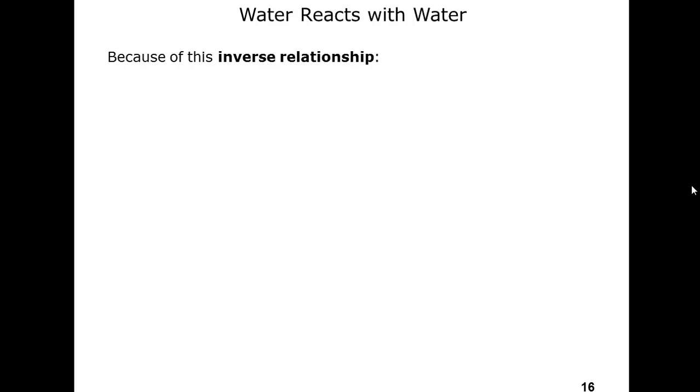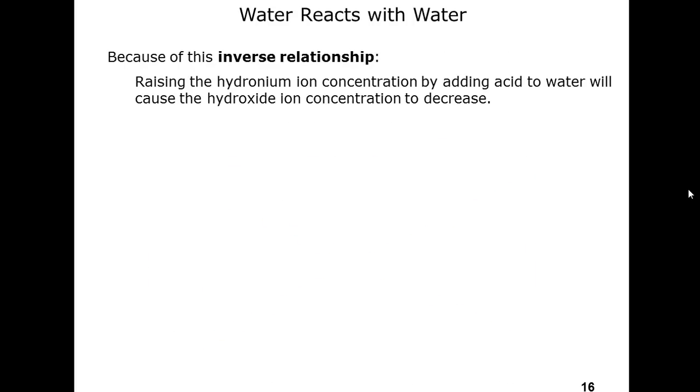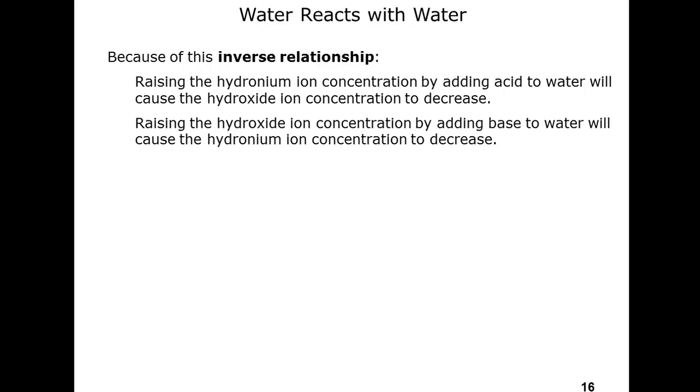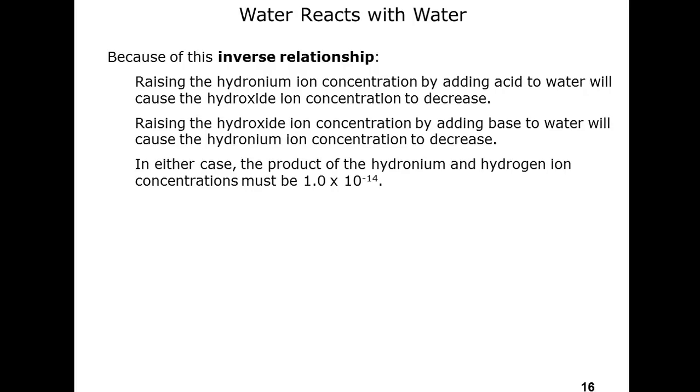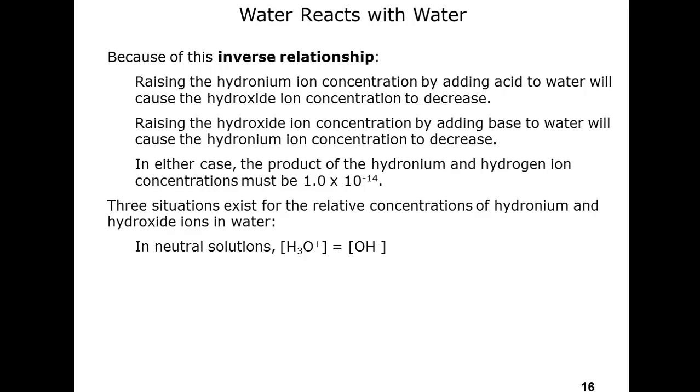Because of this inverse relationship, if you raise the hydronium ion concentration by adding acid to water, it will force the hydroxide ion concentration to go down. Conversely, if one raises the hydroxide ion concentration by adding base to water, then the hydronium ion concentration must go down. But no matter what, when one multiplies the two concentrations together, the resulting answer must be 1 times 10 to the minus 14th. When the two concentrations are equal, the solution is considered neutral pH.